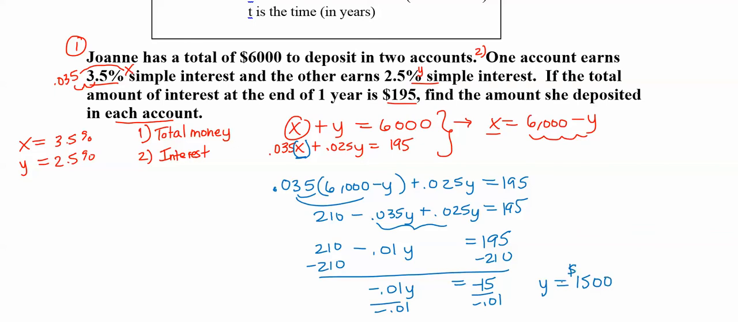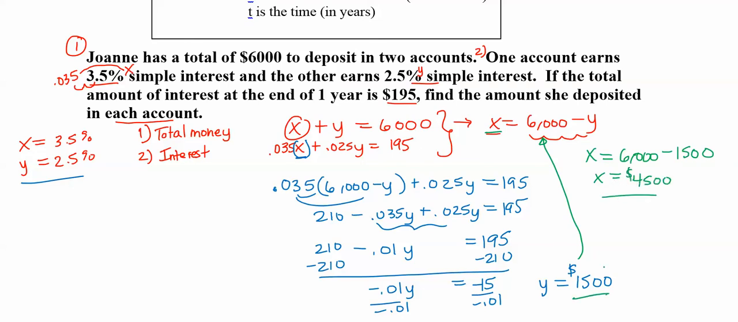So we invested $1,500 in the account that was at an interest rate of 2.5%. To find the amount of money that we invested at the other percentage rate, we just need to go back at the beginning and plug into our x equals equation. x equals 6,000 minus y. So 6,000 minus 1,500 gives us x equals $4,500.